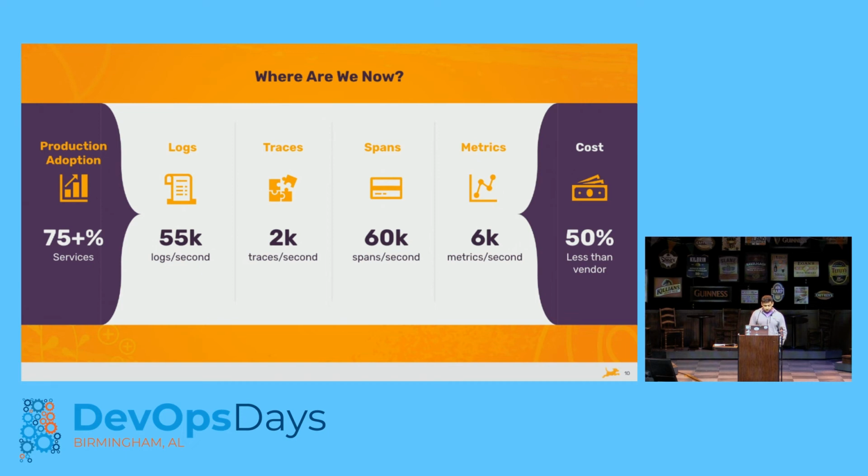In terms of logs, we are ingesting about 55K logs per second. We're ingesting about 2,000 traces a second. We have very, very chatty services that do a lot of chatting, so we have 60K spans per second, even though there's only like 2K traces. And then we're collecting 6K metrics per second.